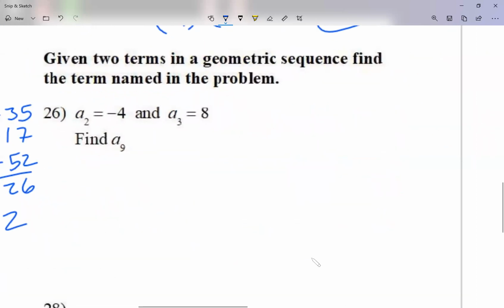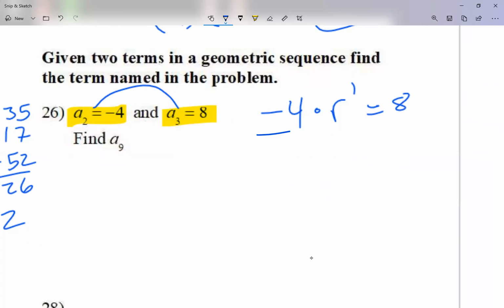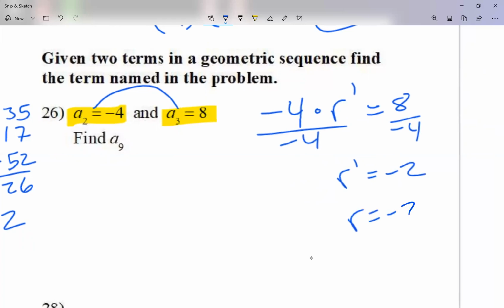Lastly, let's take a look here for multiplication. I'm giving you guys the second number on the list and the third number on the list. So the way I'm going to do this, I'm going to go -4, because the second number on the list, have to multiply it by R. I don't know what's my rate. So I want to multiply by R 1 time, because from the second to the third is 1 time, right? So -4 times R 1 time is equal to 8. Let me divide by a -4. So R to the 1 is equal to -2. So R is equal to -2.